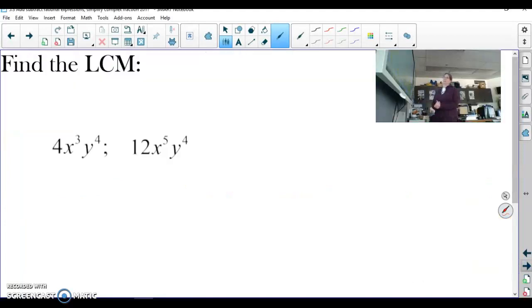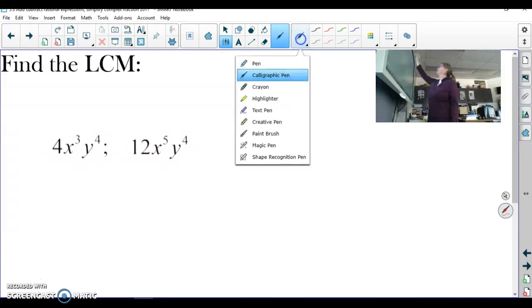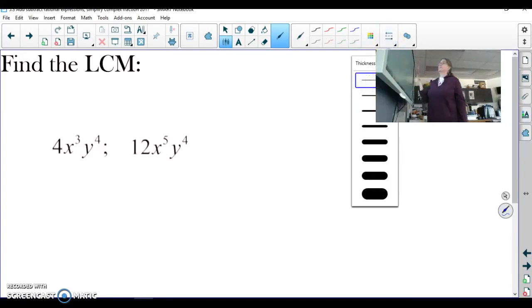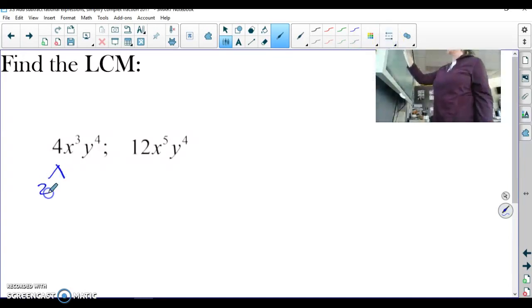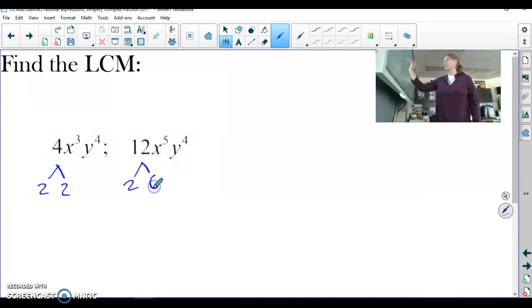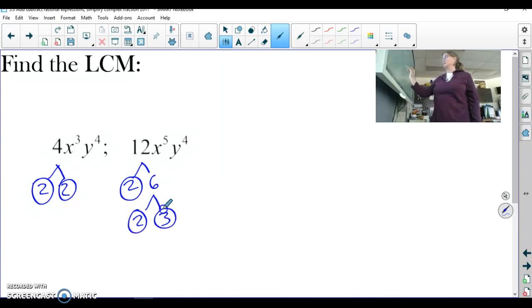So here's an example. Find the least common multiple of 4x cubed y to the 4th, and 12x to the 5th y to the 4th. So we're going to factor this. For 4, you can do a factor tree. It's 2 and 2, at least for the number part of it. And for 12, it's 2 and 6. You're going to factor to primes, which these are prime. And then 6, you can factor into 2 and 3, those are prime.